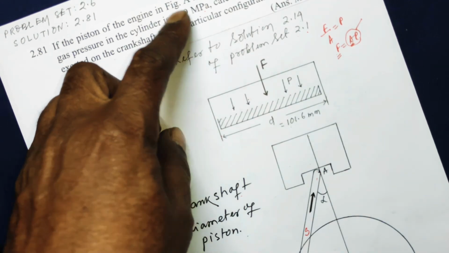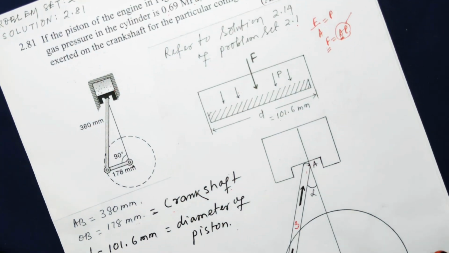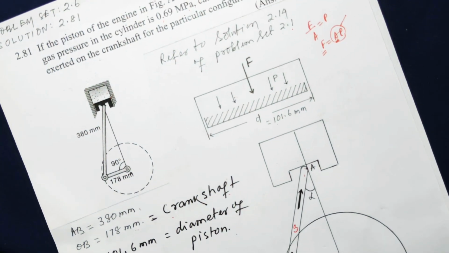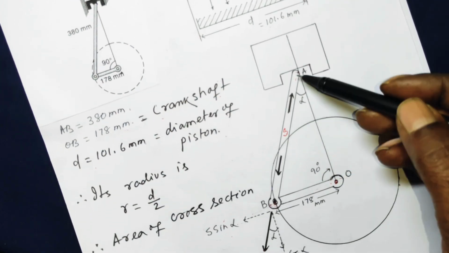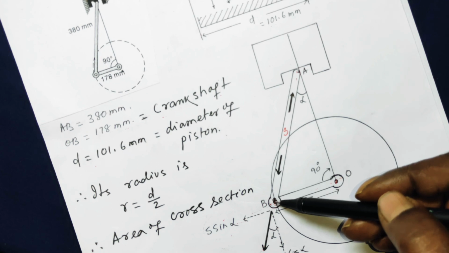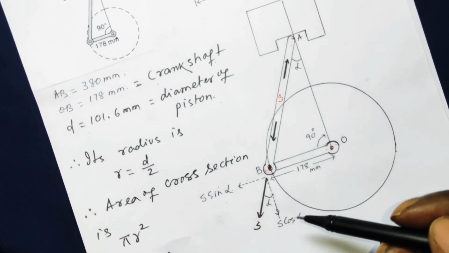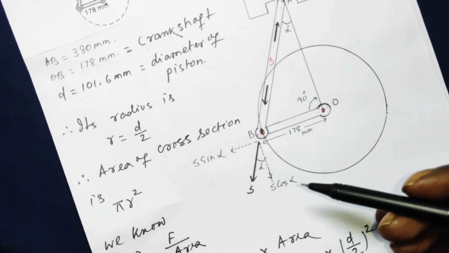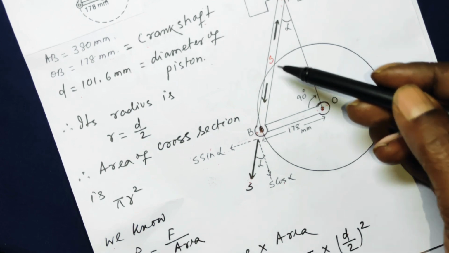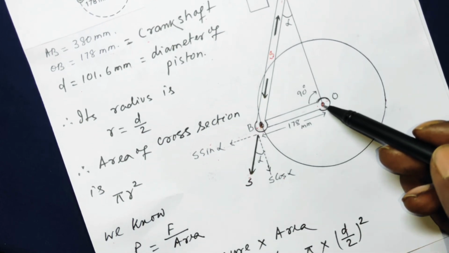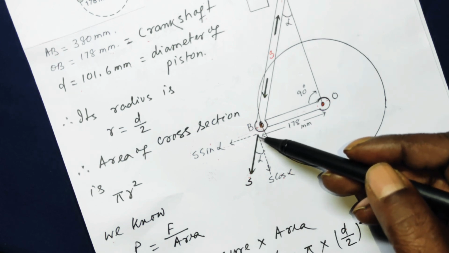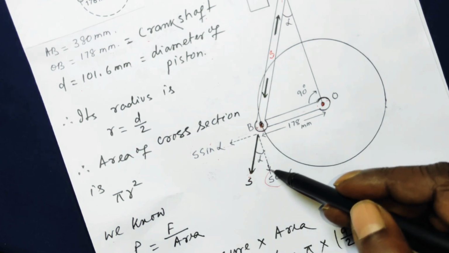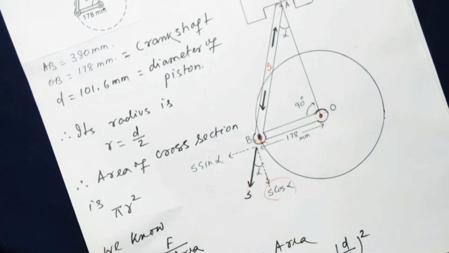That means pressure is converted to force, then force is converted to axial compression force along the connecting rod, then which part of that axial force is producing the turning effect is found out. Then the turning effect is found out by the product of the force and the perpendicular distance.